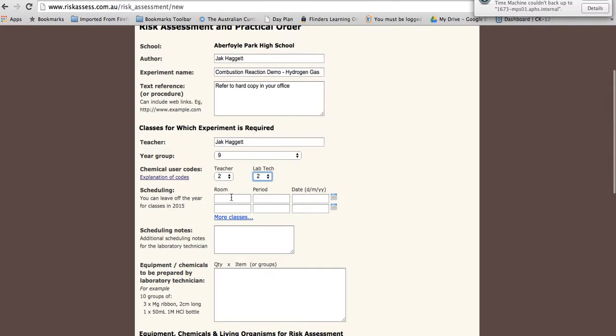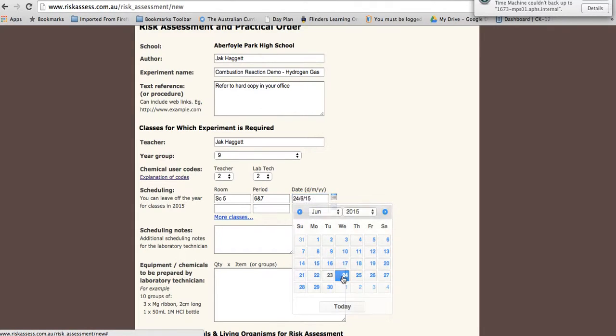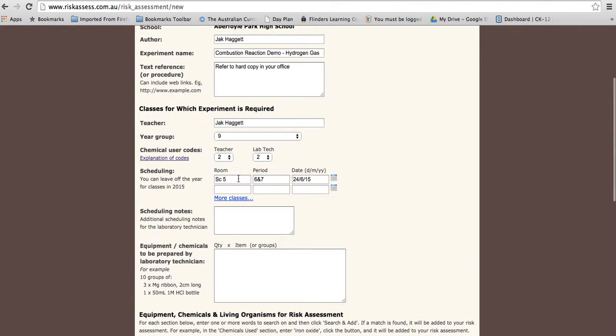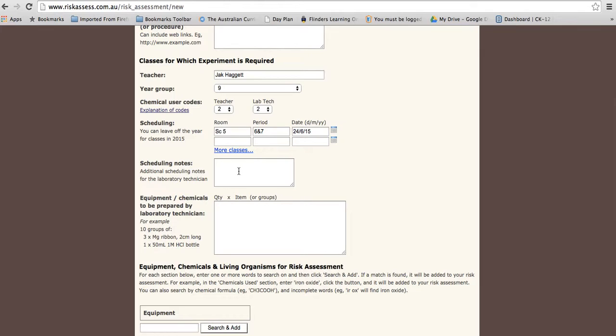Okay. So room, we're going to put in science 5 or whatever room you might be using. Period. Well, 6 and 7 for this one, and it's going to be at the end of the day on a Wednesday. Okay. Now, if you wanted to repeat this prac with other classes, you'd write that in here as well. Or if this was a prac that's going to be going for several lessons, you could also write that in up here as well. So you'd write those different dates in if applicable. In this case, it's only going to be a lesson I need it for.